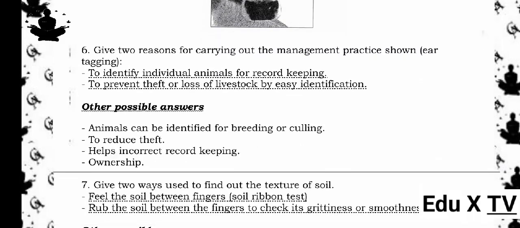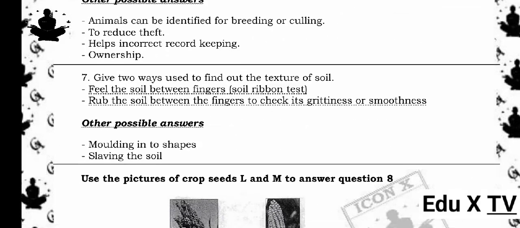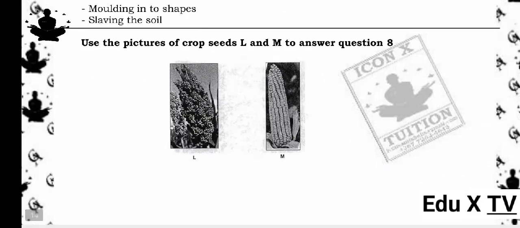Other possible answers: animals can be identified for breeding or culling. To reduce theft. Helps in correct record keeping. Ownership. 7. Give 2 ways used to find out the texture of soil. Feel the soil between fingers, soil ribbon test. Rub the soil between the fingers to check its grittiness or smoothness. Other possible answers: molding into shapes, sieving the soil.